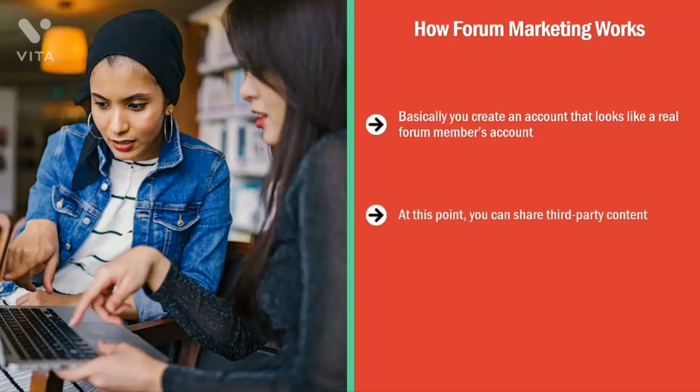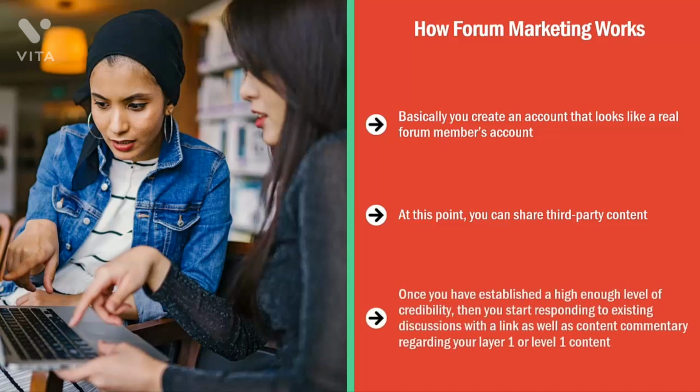After a while, you should become credible because you have demonstrated that you know what you're talking about. At this point, you can share third-party content. This is high-quality content published by your competitors or non-competitors that are authoritative in your niche. When you do this, you become an even bigger expert. People start to look at you as an authority. Once you have established a high enough level of credibility, then you start responding to existing discussions with a link as well as content commentary regarding your Layer 1 or Level 1 content.